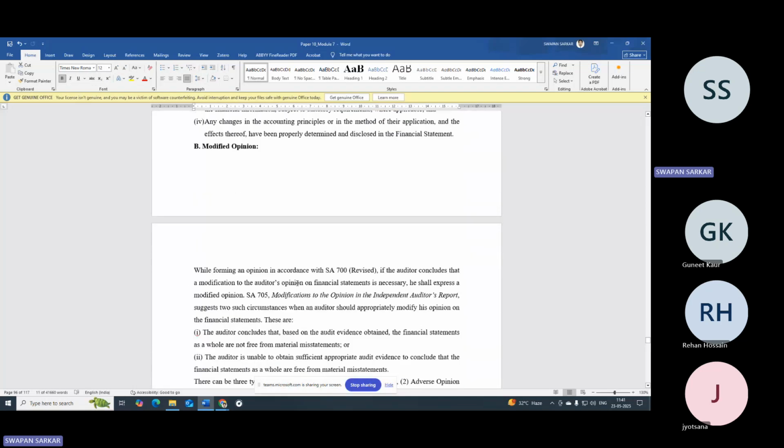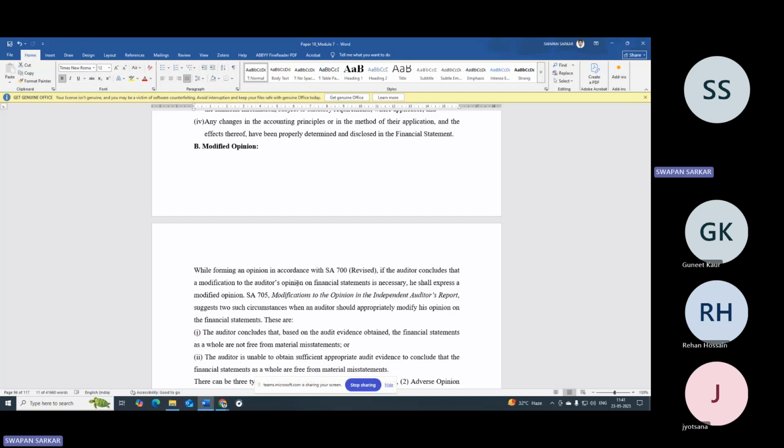There may be a modified report or opinion also. While forming an opinion in accordance with SA 700 revised, if the auditor finds that modifying the auditor's opinion on the financial statements is necessary, he shall express a modified opinion. SA 705, Modifications to the Opinion in the Independent Auditor's Report, suggests two such circumstances where an auditor should appropriately modify his opinion on the financial statements.